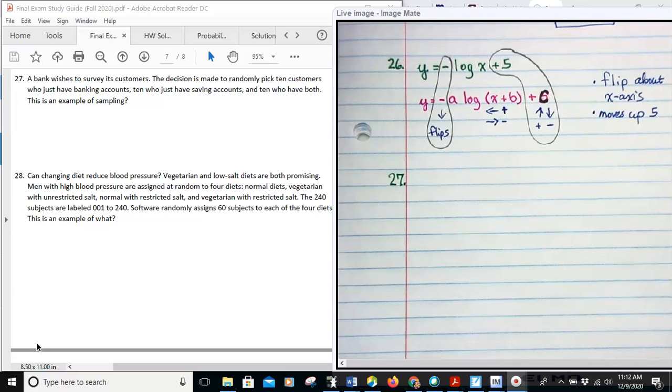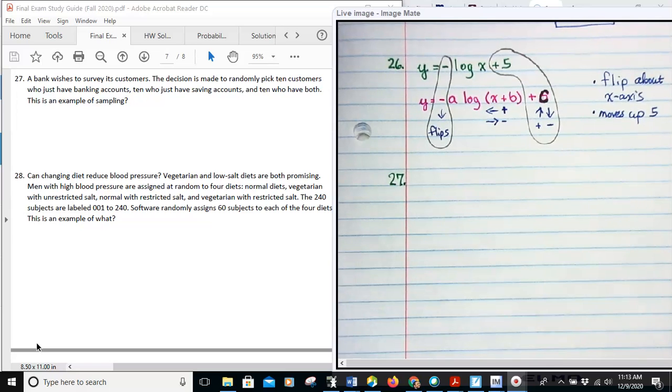So our thing is, a bank wishes to survey its customers. The decision is made to randomly pick 10 customers who just have banking accounts, 10 who have savings accounts, and 10 who have both. They have a banking account, other types of accounts, and then a savings account. So if we're looking at this part, what type of sampling is it?